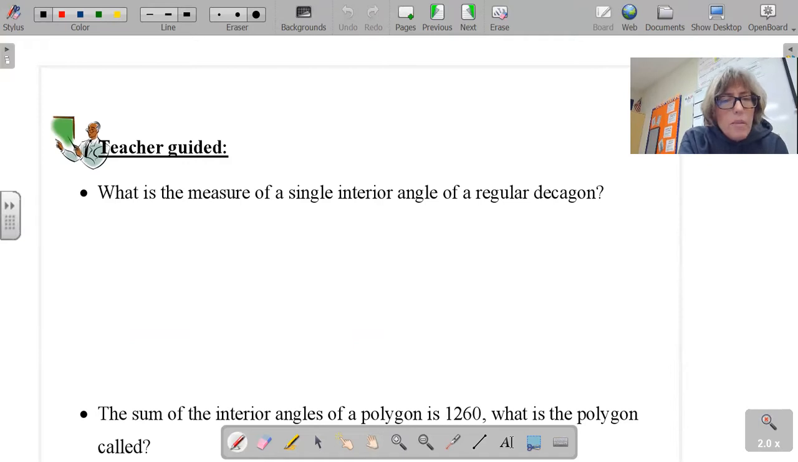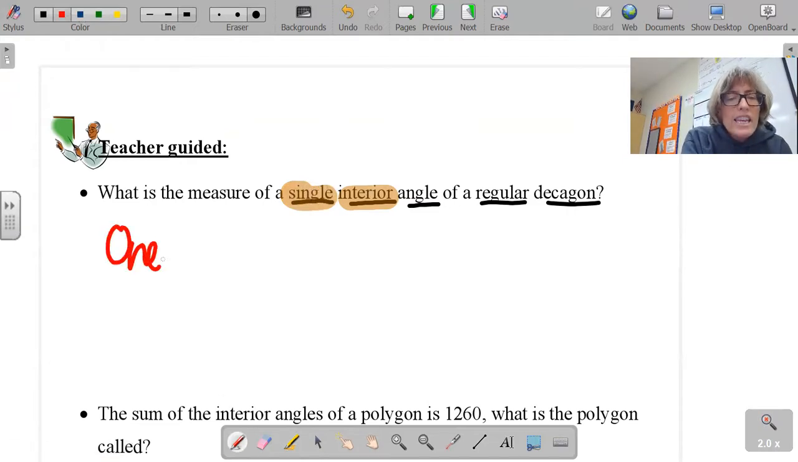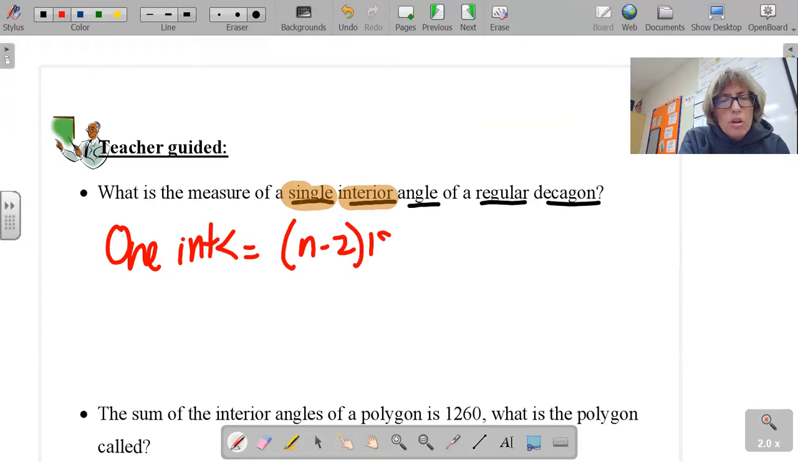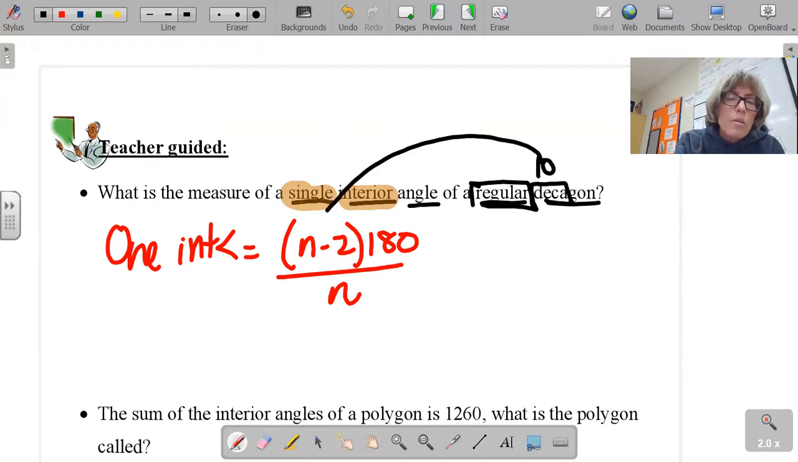Says right here, what is the measure of a single interior angle of a regular decagon? So first you ask yourself, interior or exterior? Interior. Next question, sum or one? One. So we go to the one interior angle, which is sides minus 2 times 180 over sides, sum over sides. We can do that because it's regular and it's a decagon. Deca means 10. So that means our number of sides is 10.